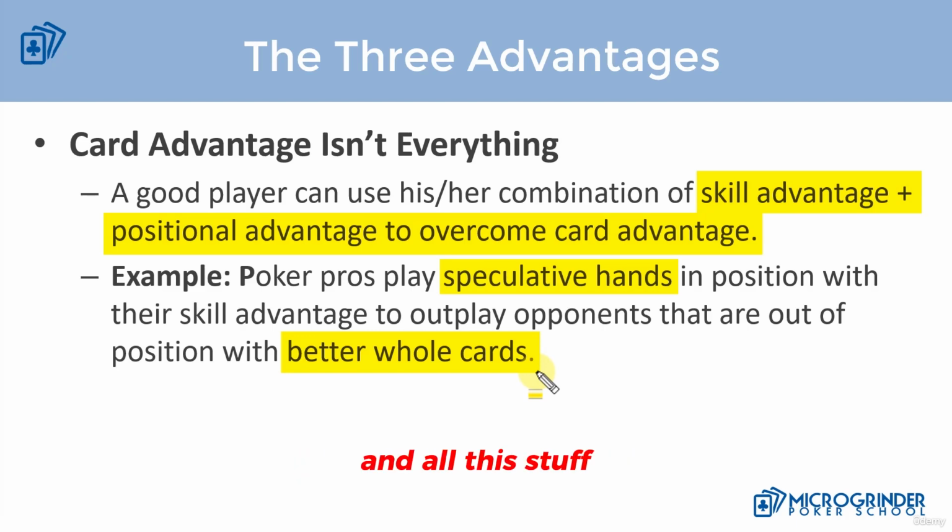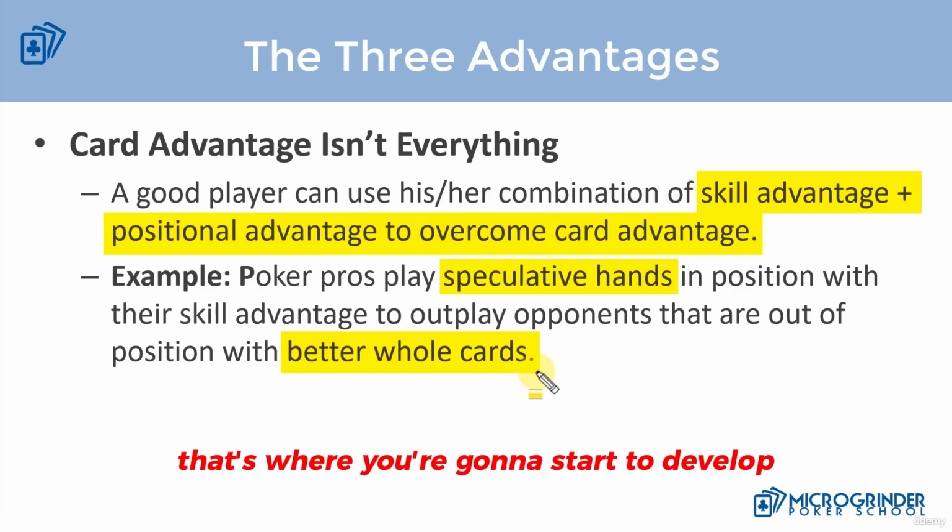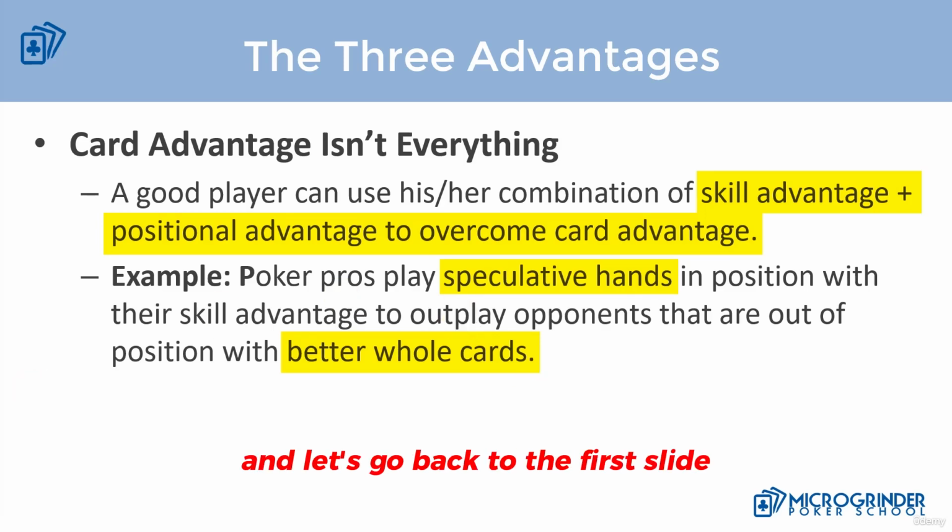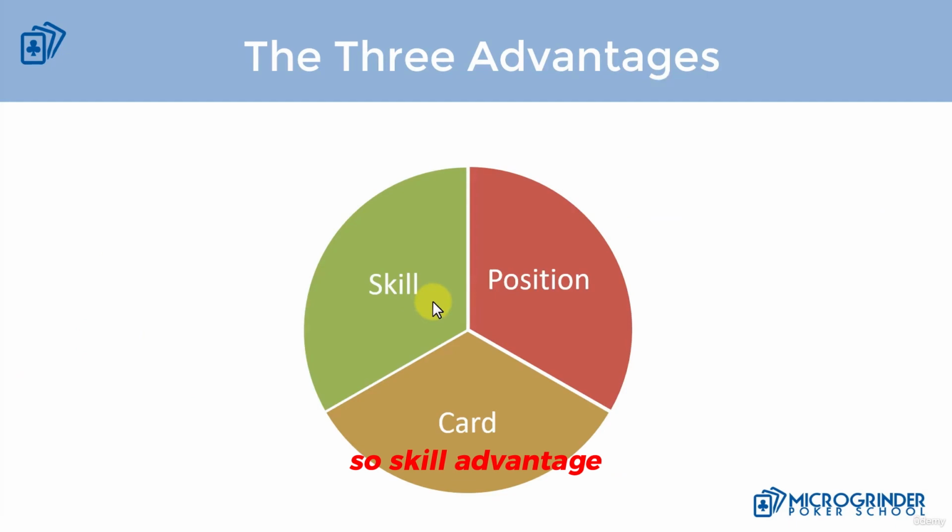And all this is stuff that you're going to learn in this course as you progress. As we start going through the various different sections in the course, we talk about our specific strategies for playing this game of No Limit Texas Hold'em that we all love to play. That's where you're going to start to develop your skill advantage and your positional advantage. So that's our short lecture on the concept of the 3 advantages. And let's go back to the first slide. So skill advantage, position advantage, and card advantage.